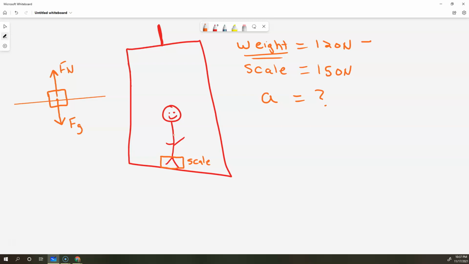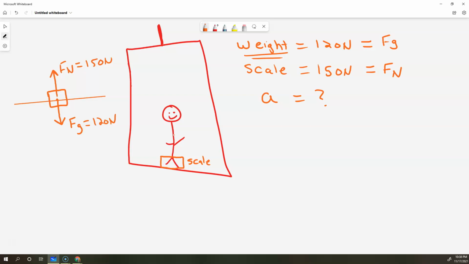So if I were to come over here, I would say this is your Fg, and this is your Fn. And I have to be very careful that this is magnitude only. These have no directions right now. So let's write 150 newtons here, and 120 newtons here. What's my acceleration in terms of magnitude and direction?